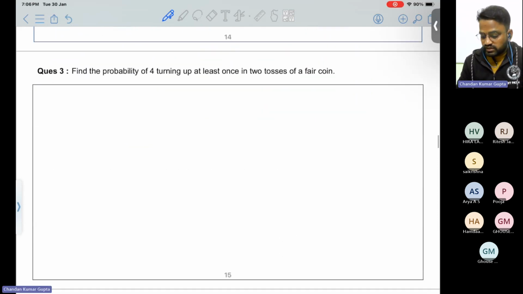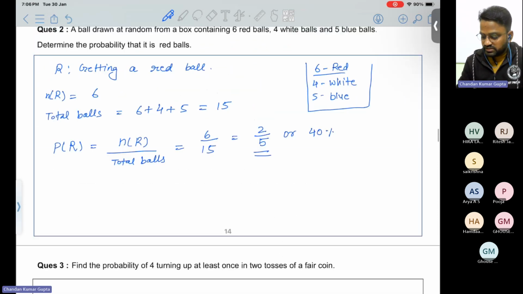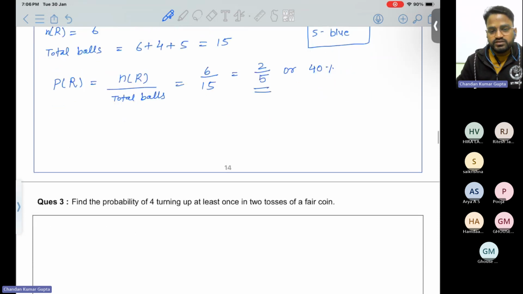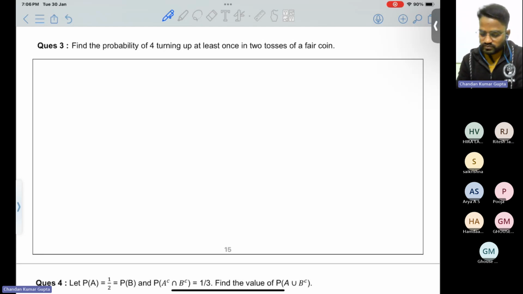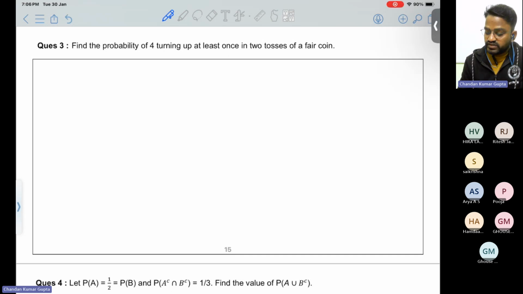If anyone has any query regarding the questions, they may ask. Otherwise, we will continue. Now, question number three. Find the probability of 4 turning up at least once in 2 tosses of a fair coin. Okay, here there should be dice.